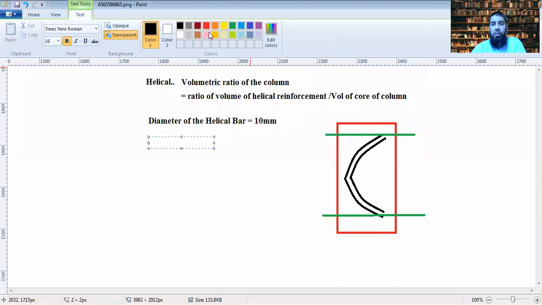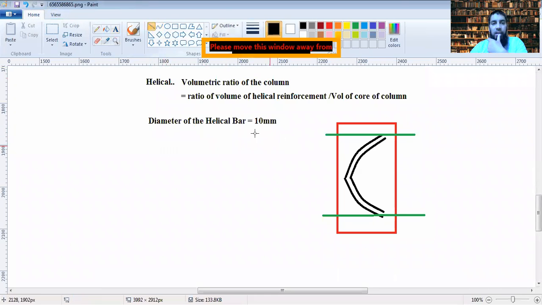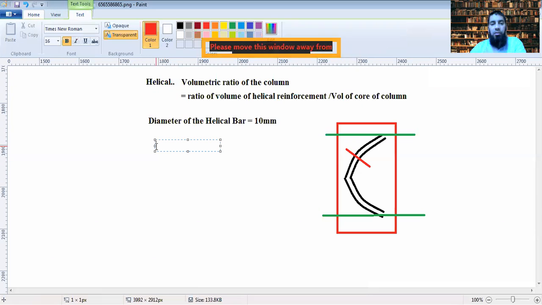So the diameter of this helical bar is 10 mm. Now, if we first calculate the area of cross section of this bar, that would be anywhere. If I cut a section of this bar, for example, I'm cutting the section here, what would be the area of cross section of this bar?